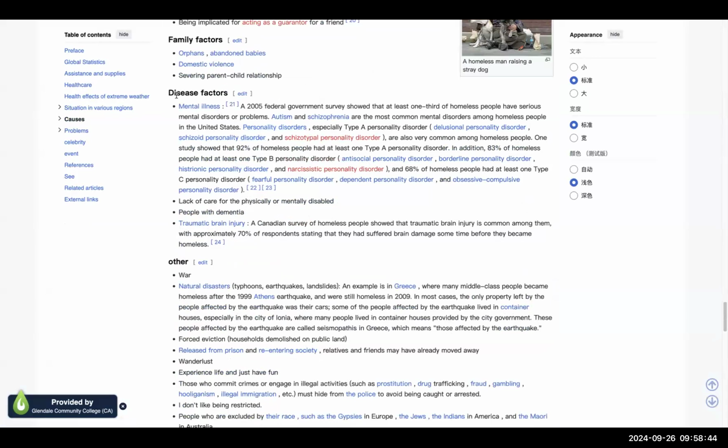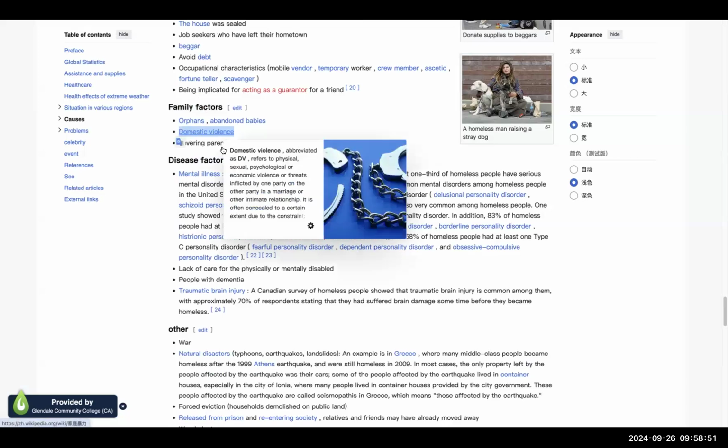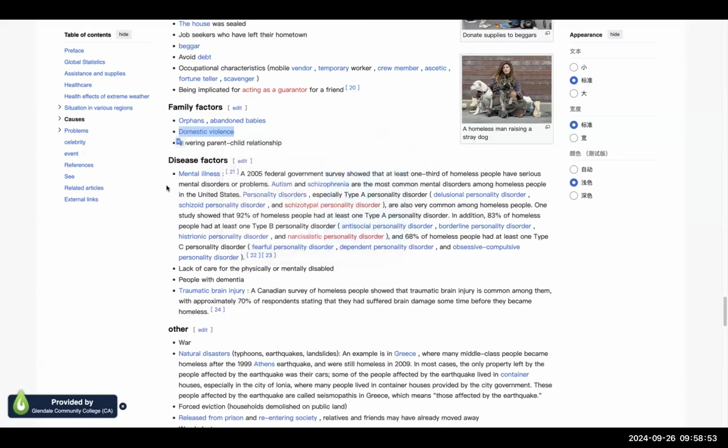We could look at diseases in terms of mental illness, and then socially, we could look at family factors. So when people have domestic violence, that could be one of the social aspects, right? How do people become unhoused because they're having different problems at home with their spouses and families? We can also look at parent and children when children run away from home, right?